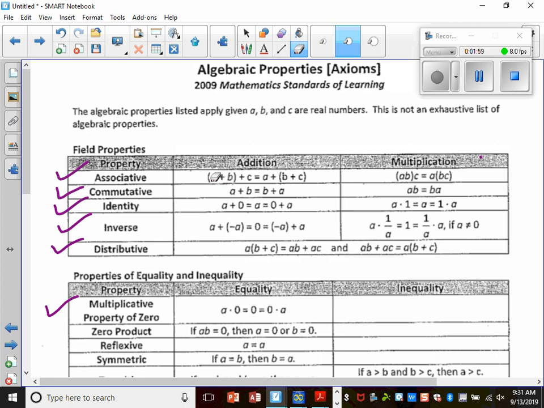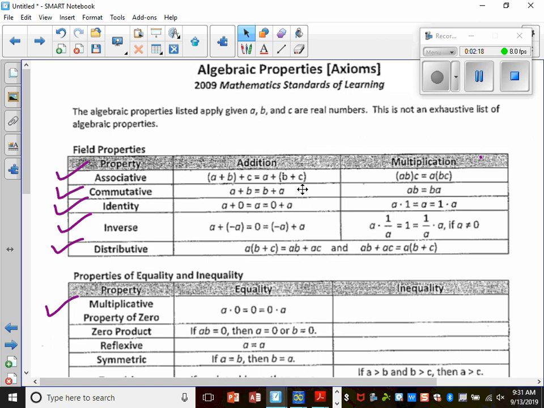But take a look. What you want to always notice is that the only thing that will shift will be the parentheses, not the actual terms. So notice it's A, B, C here. It's also A, B, C here. So the only thing that shifts will be your parentheses.